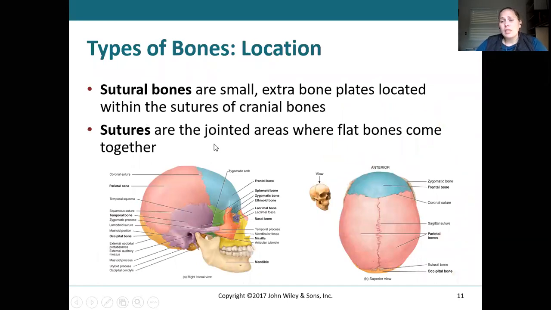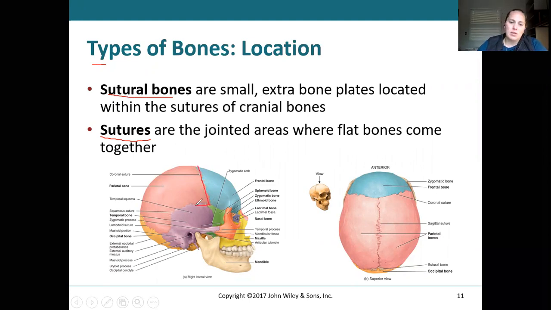Okay, so in addition to memorizing bones, other things that we'll need to think about are sutures. Since today we'll be talking about the skull, we'll also be including our conversation on sutures. Sutural bones are small extra bone plates located within sutures of the cranial bones. This is where flat bones come together. Your skull is actually situated into these large flat bones.